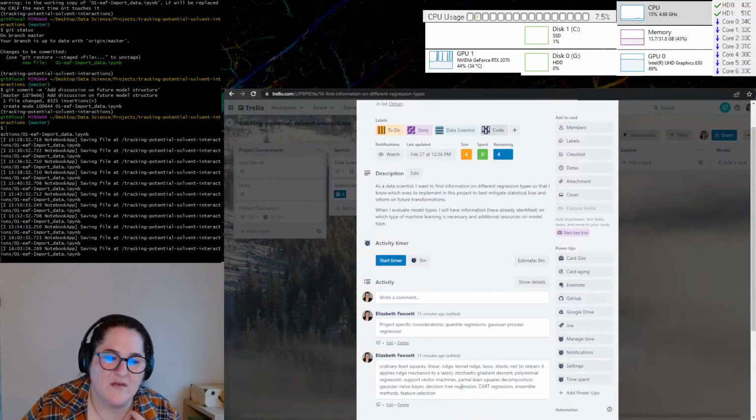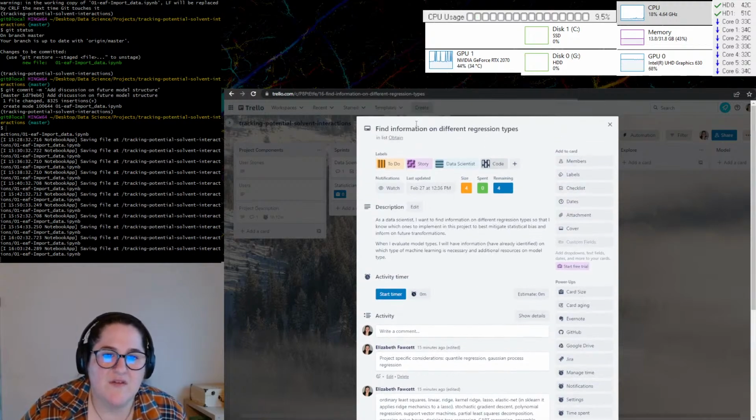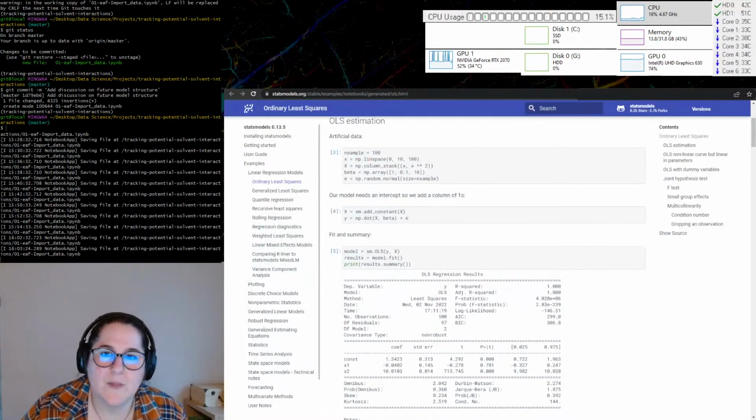And so those are things that I want to look at first. I want to note here, I have this listed under code because I knew I would be going to the documentation for these things to figure out what was going on.